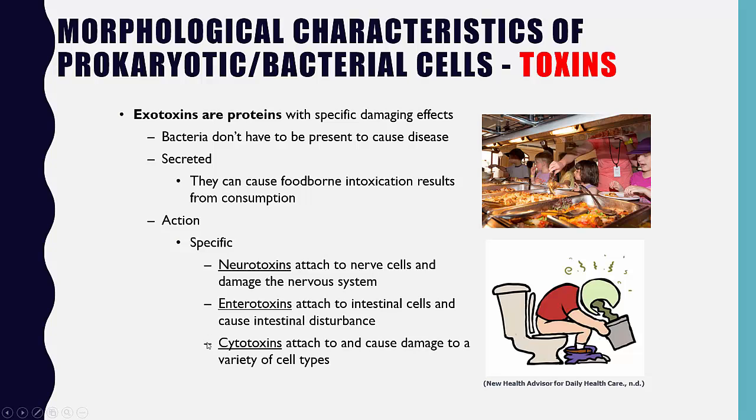Sometimes you'll see the word cytotoxin. This means that this is a general kind of toxin and it can attach to and cause damage to a variety of cell types. So if you're looking at this individual over here, and I know it's hard not to, I will tell you that Staphylococcus aureus makes an exotoxin that is also an enterotoxin. It's both. So think of Staph aureus in the food, manufacturing and secreting toxins.